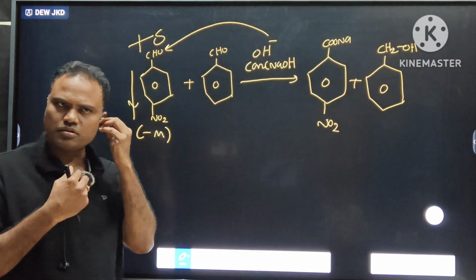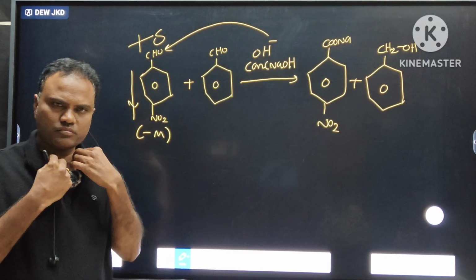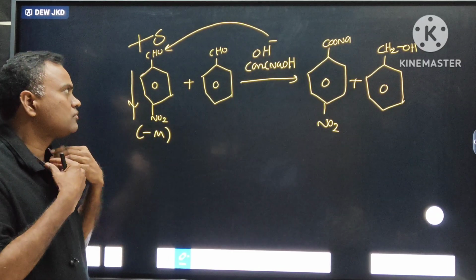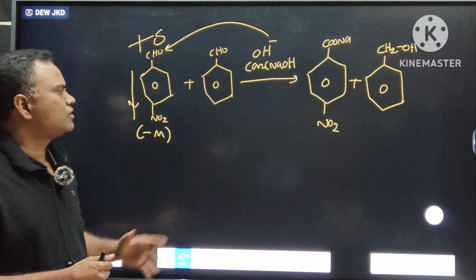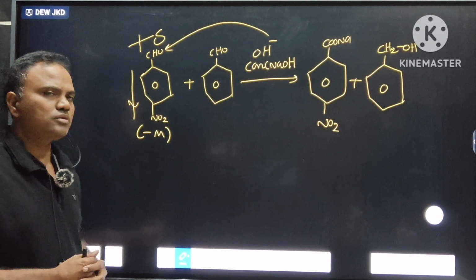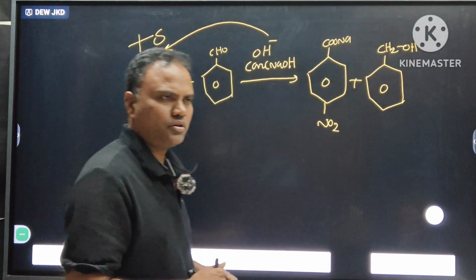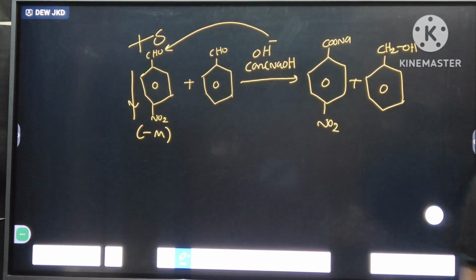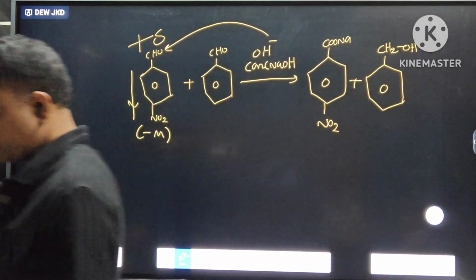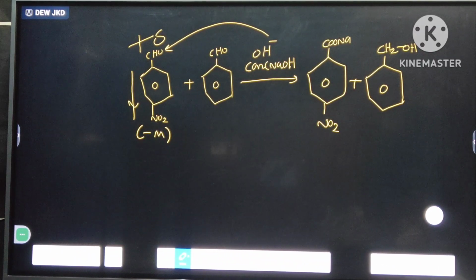Okay, correct. You can understand later, I think. No need to give any statement here. Due to the minus M group, a large positive charge is present. The nucleophile will attack easily, so that will convert to acid.